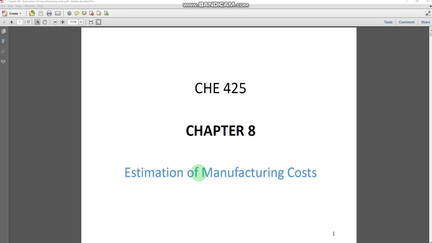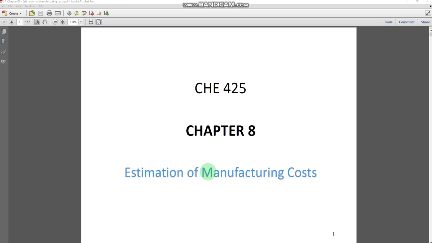Today we have to start chapter number 8, which is about the estimation of the manufacturing cost. What is basically this manufacturing cost? You can see this cost as the running cost of any plant or process to generate some product. The units of manufacturing cost would be cost divided by time, so it can be dollars per month, dollars per year, or dollars per day. It is the amount of expenditure that you require to spend on the production of any product in terms of dollars per unit time.